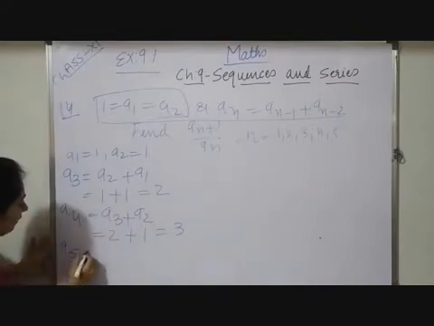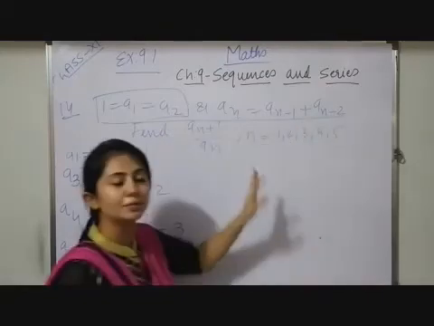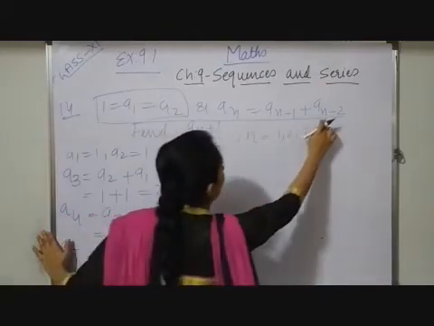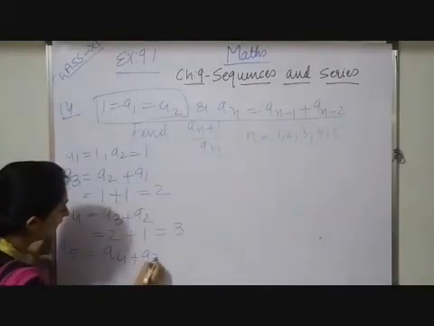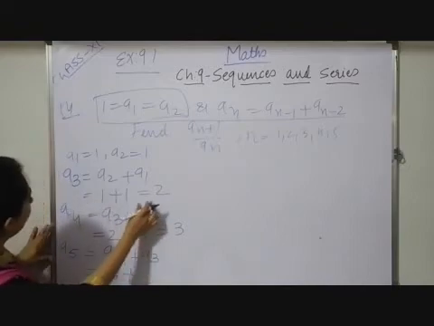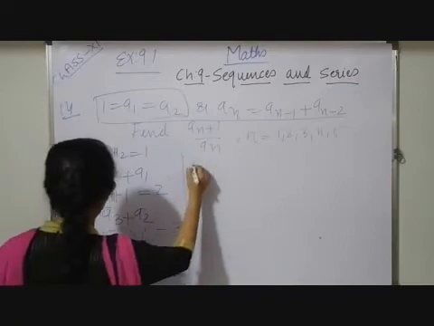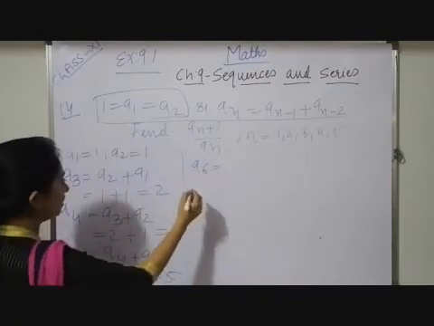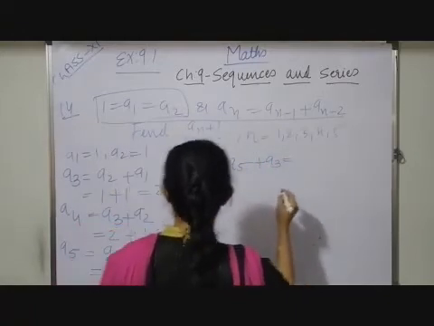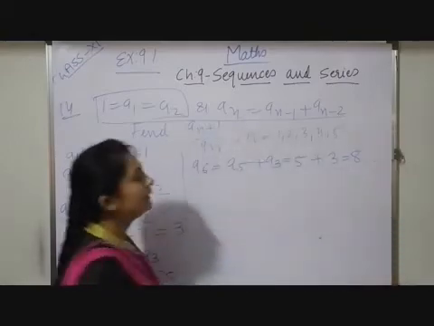Now, if I find a5, how will I get it? In the same form, in place of n, everywhere I will substitute 5. So I will get a4 plus a3. a4 is 3, a3 is 2, so the result is 5. Similarly, if I want to find a6, I will get a5 plus a4. The a5 term is 5, the a4 term is 3, which is equal to 8. Up to many terms you can find out.